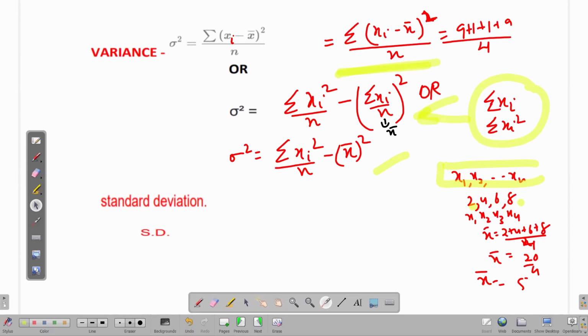Now what is standard deviation? Standard deviation is the square root of variance and is sigma. That means if I get my variance as 16, then its square root, the standard deviation, is 4. So standard deviation is the square root of variance.